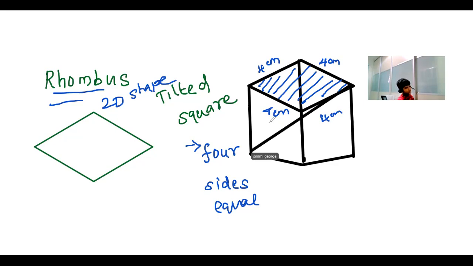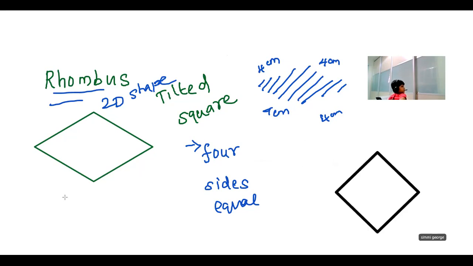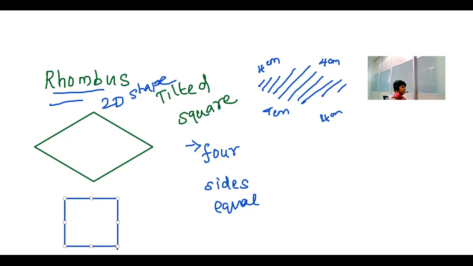A rhombus has all 4 sides equal, just like a square, but it's a tilted square. It's not straight. This is a square, isn't it? It's rotated to a certain angle to be a rhombus. I think 45 degrees. Yes, diagonally we are rotating it. You can say it is 45.